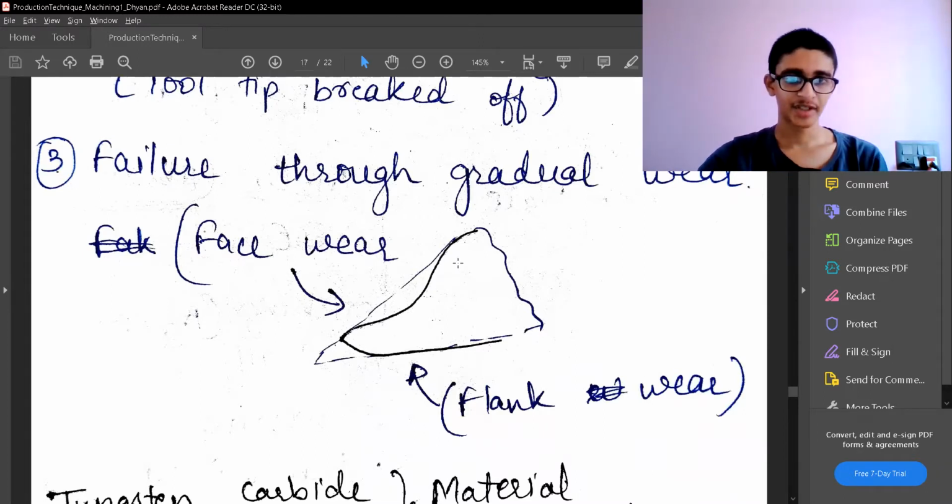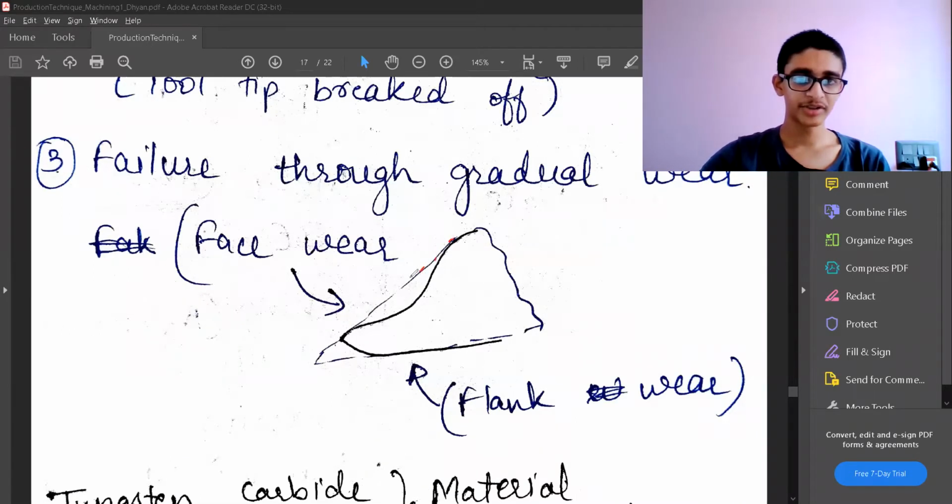So let's say the dotted line represents my initial tool surface. That was my initial tool surface, and due to gradual wear, my face has become something like this, which is shown. So I should not draw again. That is the flank wear which is happening, and this is the face wear. Face wear is the rake surface.